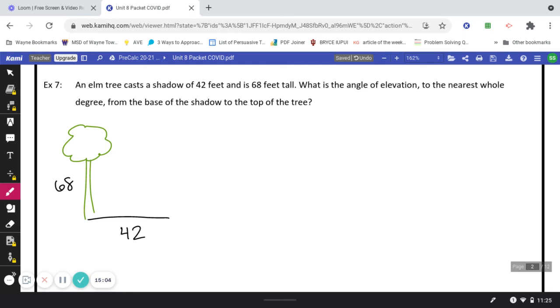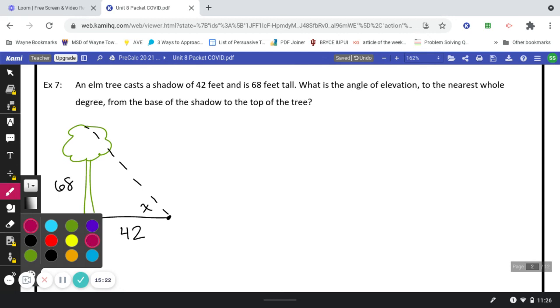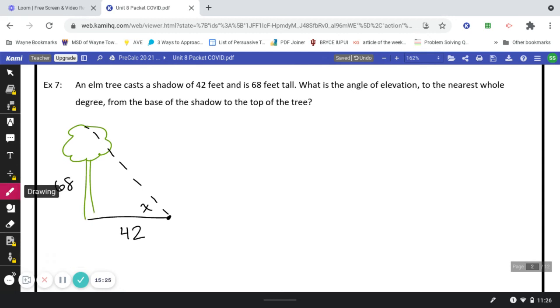What is the angle of elevation to the nearest whole degree from the base of the shadow, which would be here, looking up to the top of the tree? So we're looking for that x right there. Start by labeling the two sides that you have, the 68 and the 42, and then see if you can set up an equation.